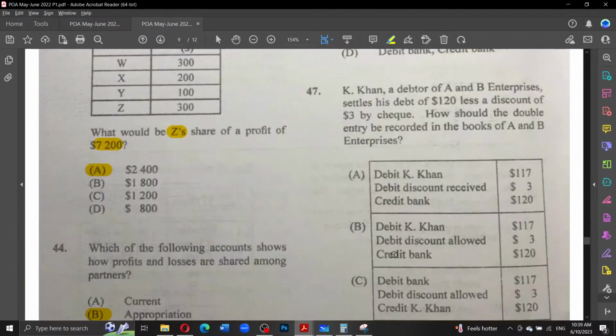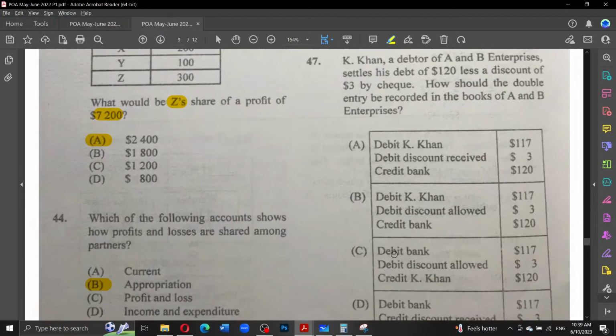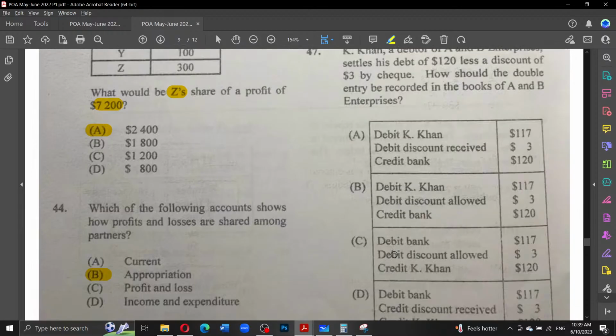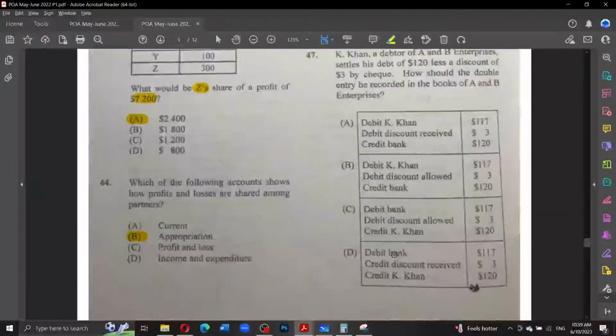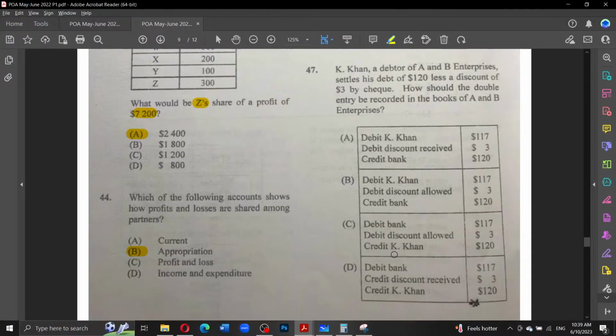Alright, let's look at 47. Okay, got it. K Khan, the debtor of A&B Enterprises, settles his account of $120 less a discount of $3 by check. So he actually owed $120, but he's going to pay $117 because he received a $3 discount. How should the double entry be recorded in A and B Enterprises' books?